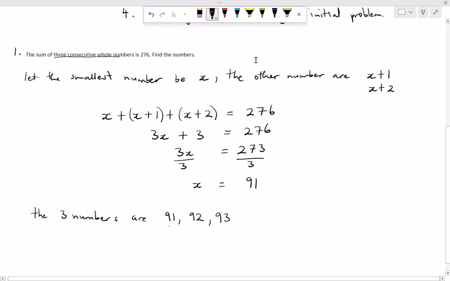And you can just check your solution. Remember, the last step was check your solution. If we say 91 plus 92 plus 93, what do you get? We have 3, 5, 6. We have 6. And then 9 plus 9 plus 9, that's 9, 18, 27. You get 276. So this proves that our answer is correct.